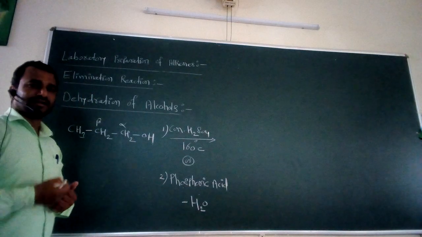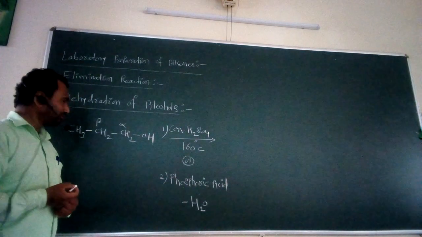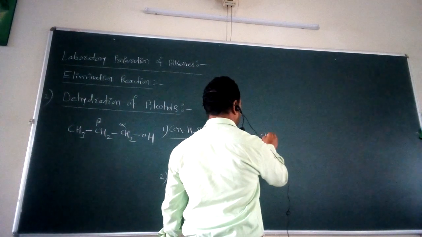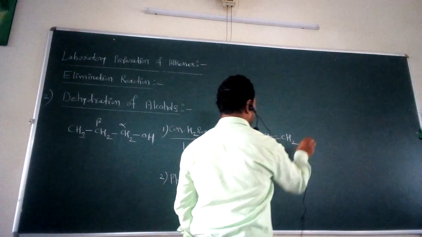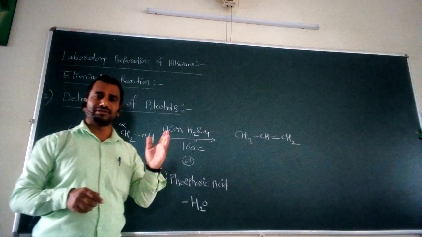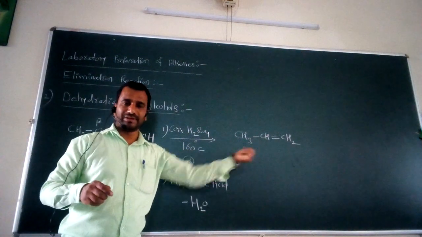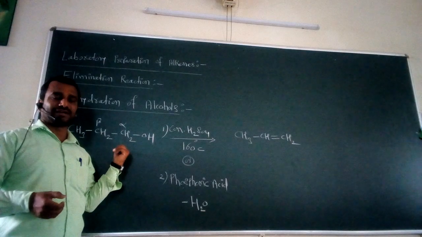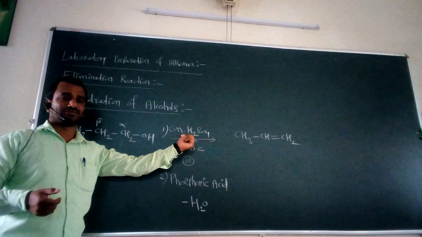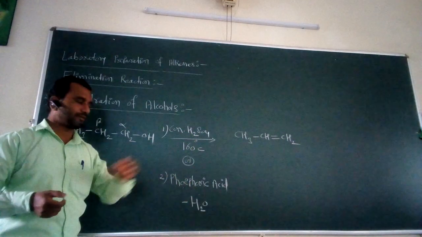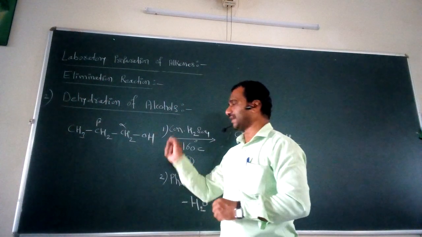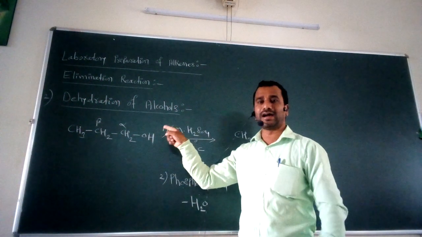After the removal of this H2O or water molecule, what happens? The remaining part is nothing but CH3 single bond CH double bond CH2. What is the name of this compound? This compound consists of a carbon-carbon double bond. So, this compound is called propene. So, we can say that this propanol can be converted into propene by the reaction of this propanol with concentrated H2SO4 or phosphoric acid at a temperature of 160 degrees centigrade. That's why this type of reaction is called a dehydration reaction.